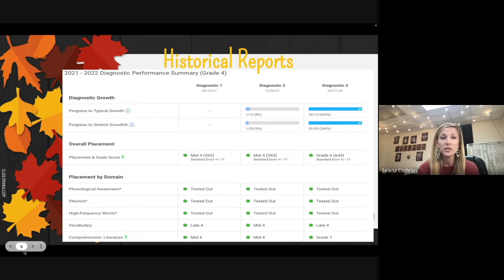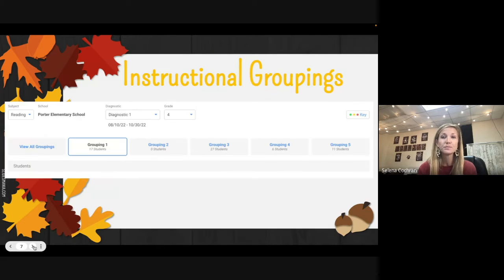And you can see here this particular student, grade 4, in August of 21, finished or was with diagnostic 1 on mid 4th grade level. And you can see growth or gains being made. In April of 22, this particular student had already jumped all the way up to grade 6, which is just excellent. You can see the areas and domains in which they've tested out of or grew in.